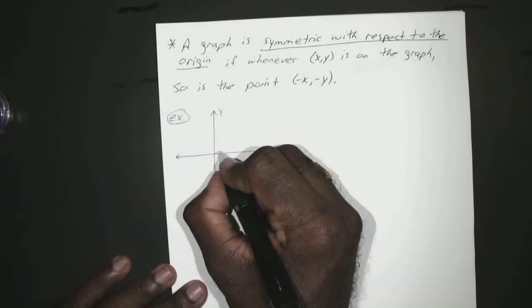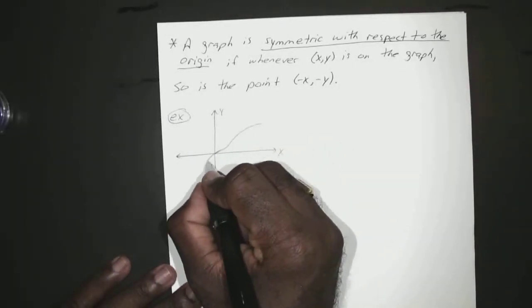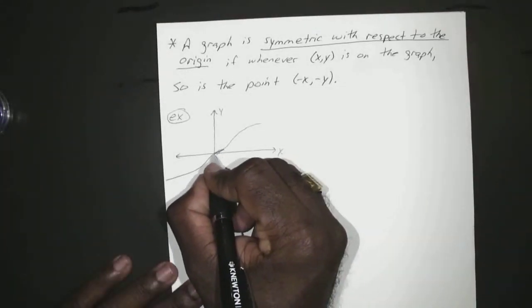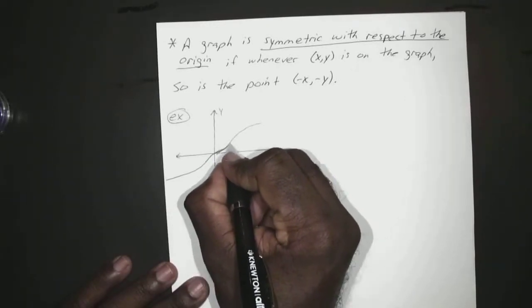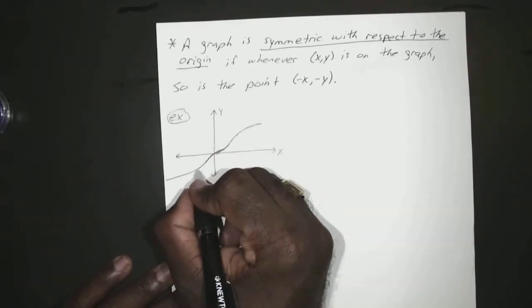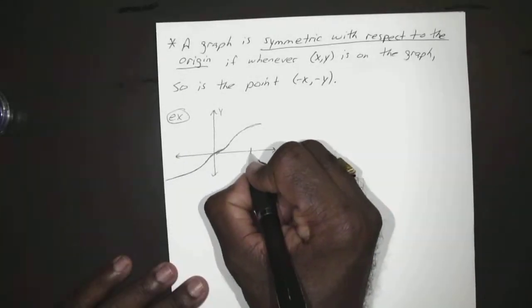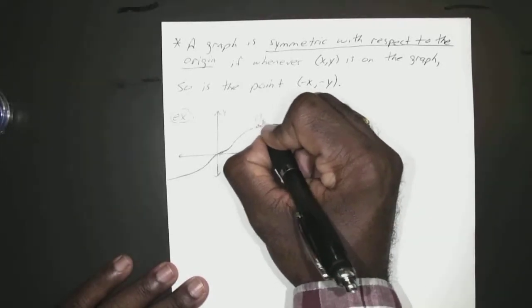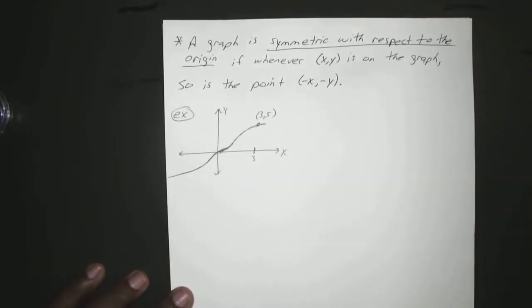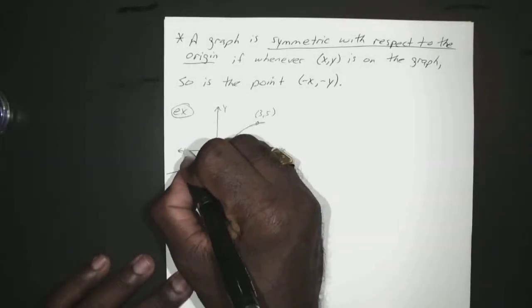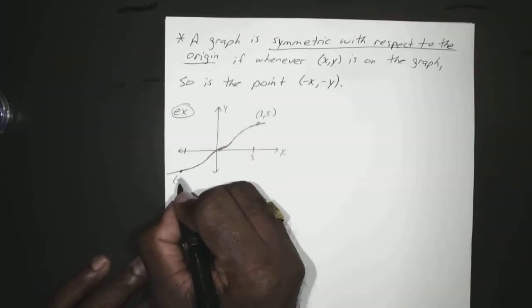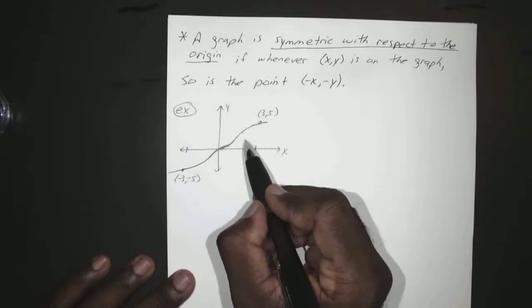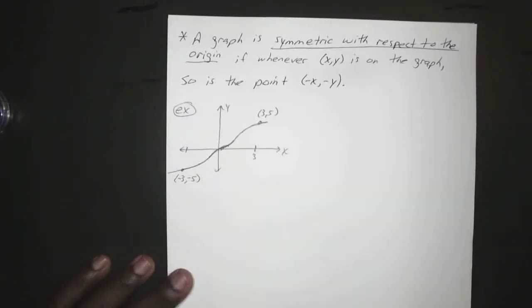Let's say you have this graph here. It should look a little bit smoother than that. Okay, so if you have a point, let's call this (3, 5), then somewhere on the other side you're going to have a (-3, -5). So if you have a (2, 4), you'll have a (-2, -4) on the other side.